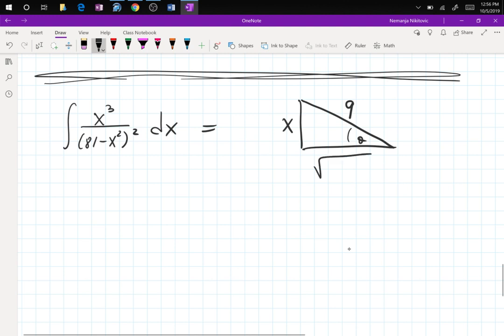And over here, we're going to have a square root of 81 minus x squared. I mean, that's the Pythagorean theorem. I understand we don't have a square root in the problem, but we'll have to fix it with exponents and stuff.